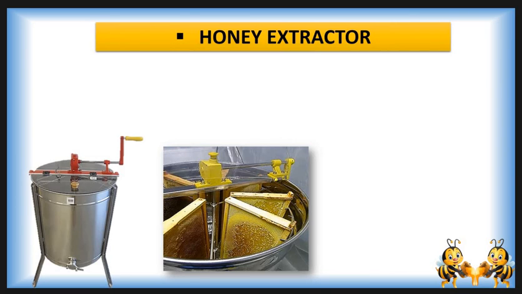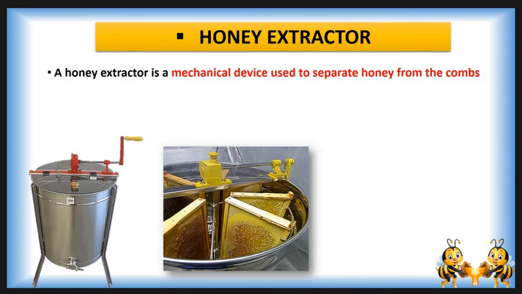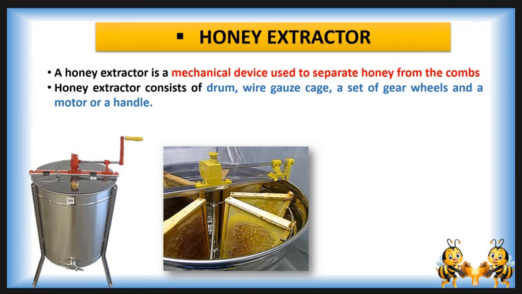Then the honey extractor. A honey extractor is a mechanical device used to separate honey from the comb. A honey extractor consists of a drum, a wire gauze cage, a set of gear wheels and a motor or a handle. The drum is cylindrical, made of stainless steel. The bottom of the drum functions as a reservoir for the honey. The honey reservoir has a tap for collecting honey. It is fixed and non-rotatable.